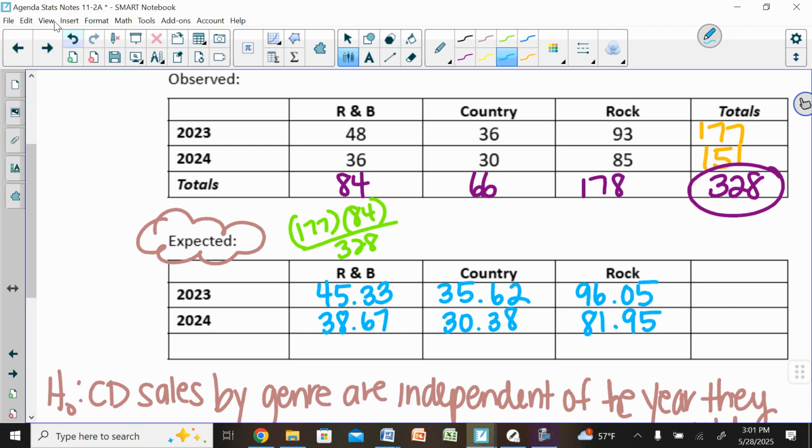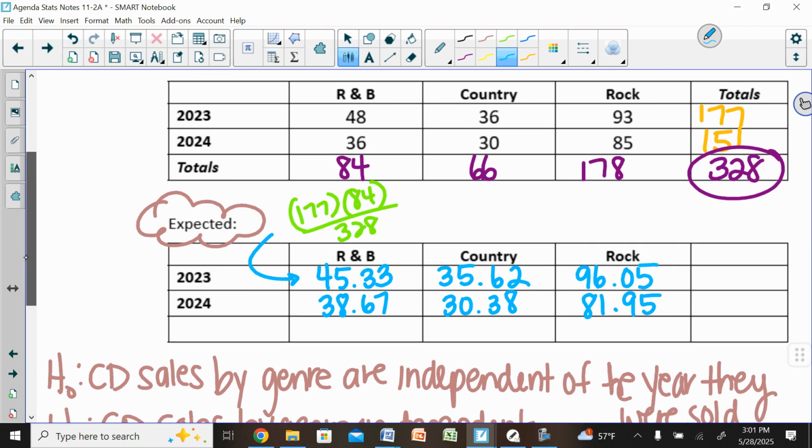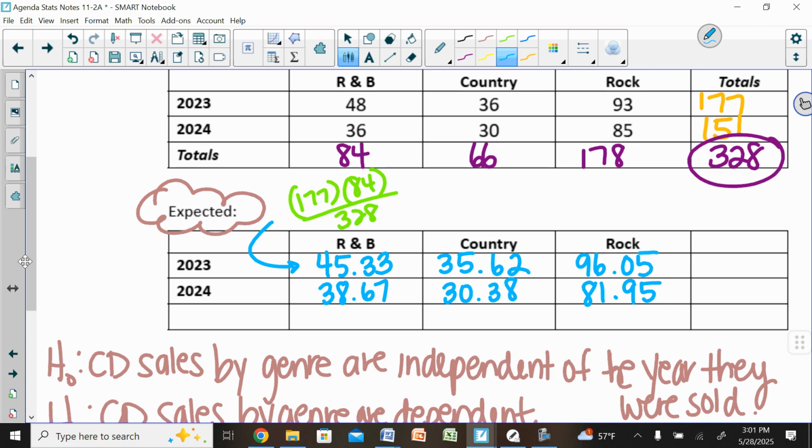Go ahead and check your numbers for your expected values. See if you got the same things. Notice I didn't round them. We can have decimals for these things. And please make sure you notice that my R&B is still 84 sold for expected. It's just distributed differently because we're looking at the proportions, what we expect to see there.